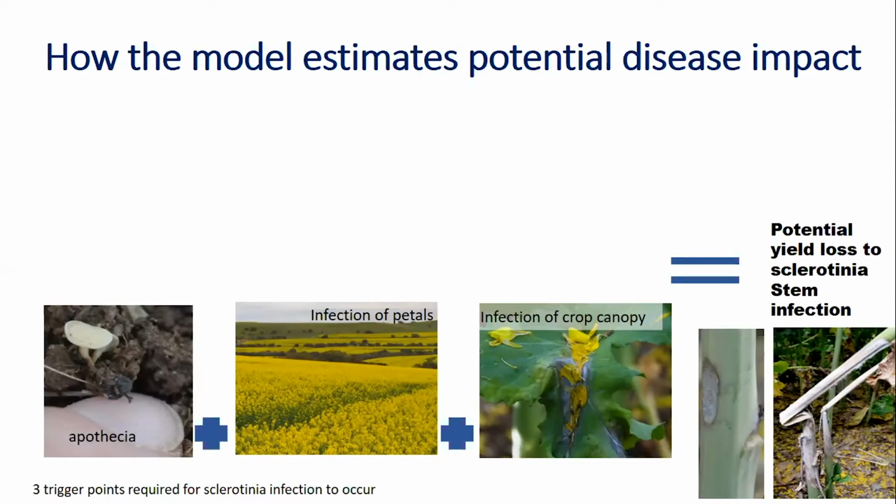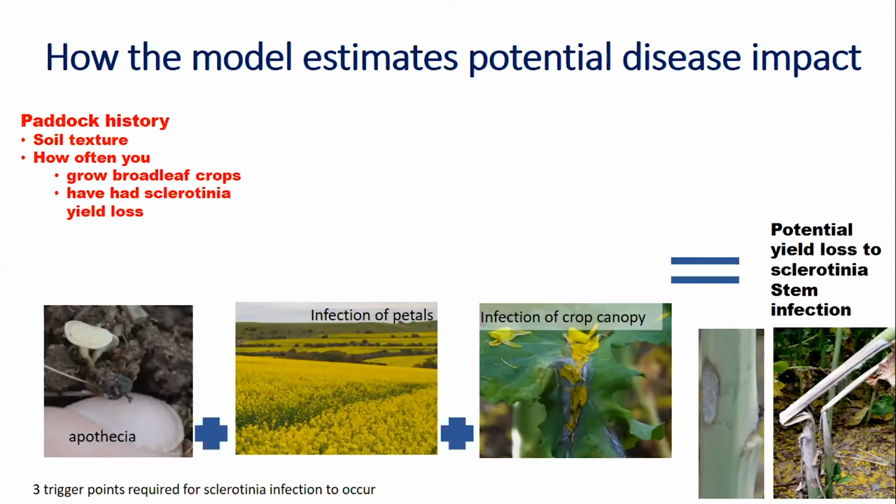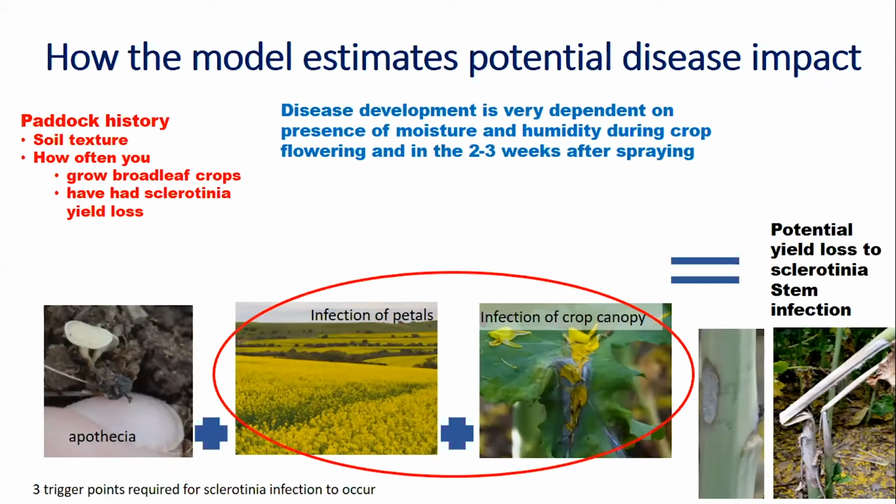So how does the model actually estimate potential disease impact? I thought I'd show you the trigger points and how the model relates to these. To determine the early risk of apothecia germination in your paddock, the model will ask you for your paddock history. It will ask you the soil texture, how often you grow broadleaf crops, and have you had Sclerotinia yield loss in your locality, and how often that happened. Disease development is very dependent on presence of moisture and humidity, as I've shown you. So this mostly asks you what is happening during crop flowering and in the 2 to 3 weeks after spraying, because these are the crucial times.